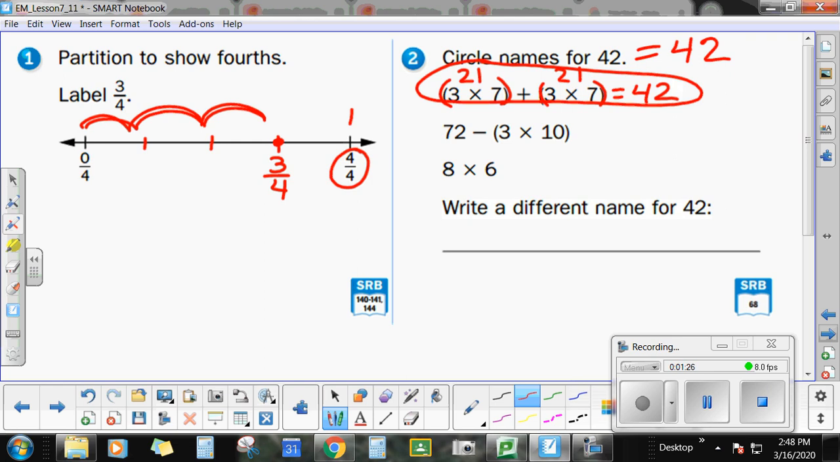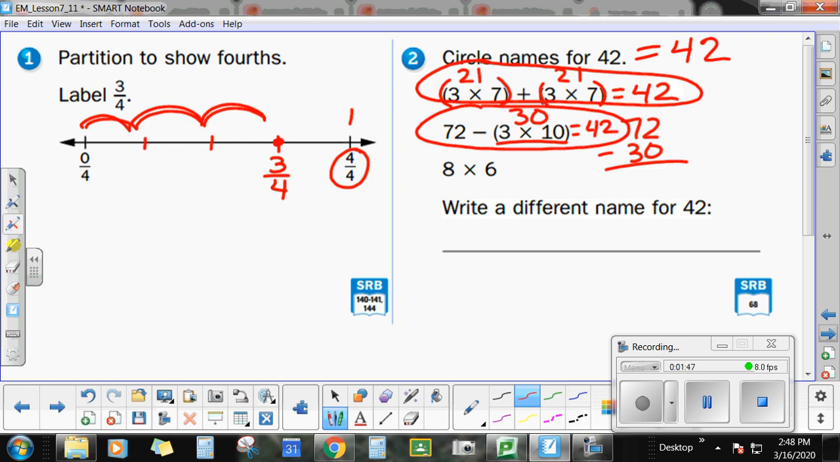All right, the next one, do what's inside of parentheses first. 3 times 10 is 30. Okay, when I do 72 minus 30, if some of you like to stack it so that you can see it and visualize it a little bit better, then 72 minus 30 would be 42.